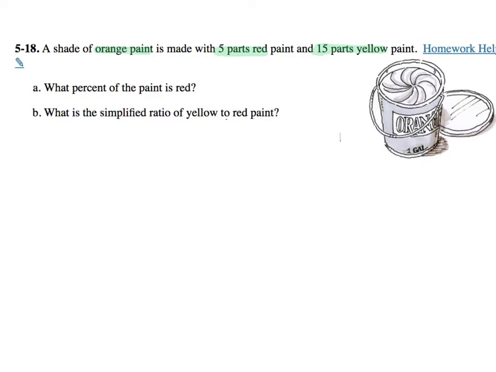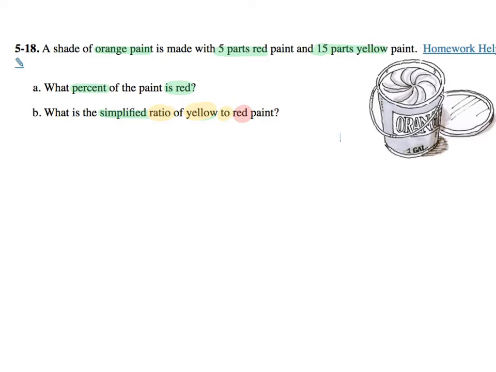And then in the question, it says what percent. So it's very important: we're not looking for gallons right now, we're saying percent. What percent of the paint is red? And then the second question is, what is the simplified ratio? They're asking yellow to red. When they use the word to, that's when they have a ratio. So we need to use yellow first and then red second. The order matters in the question as well.